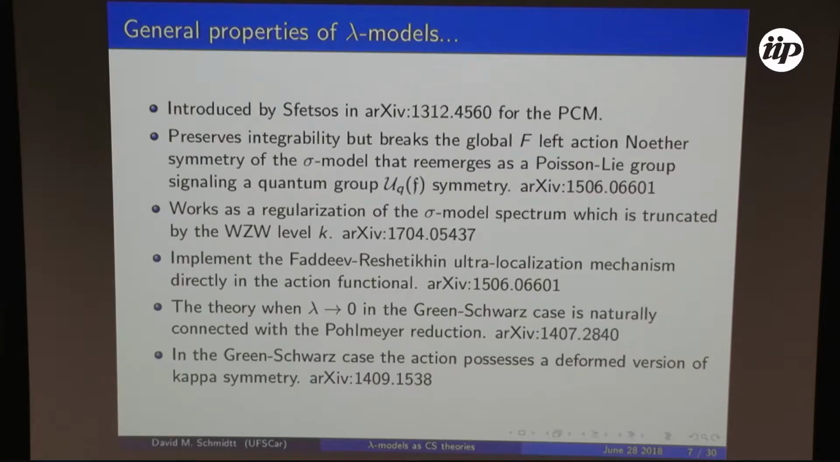It also works as a regularization of the sigma model spectrum, which is truncated by the level, similar to how representations of the Kac-Moody algebra are limited by the level. So when we allow the level to go to infinity, we go to the sigma model, and the spectrum becomes bigger and bigger, and we recover the giant magnon spectrum. An interesting fact is that it implements the Faddeev-Reshetikhin ultralocalization mechanism directly on the action functional. So this was only, it's new, that it only worked for the principal chiral model, but now we have a Lagrangian version of it.